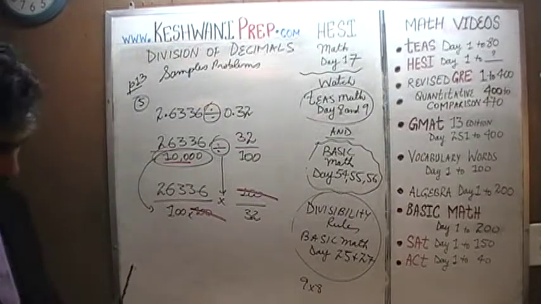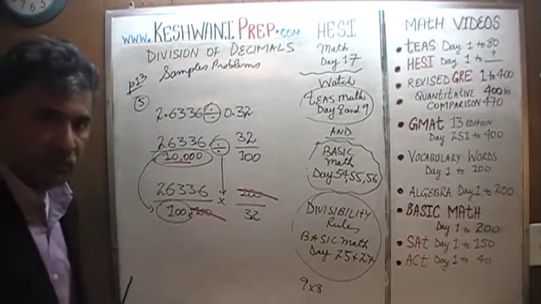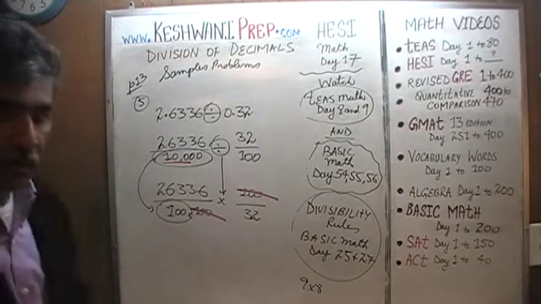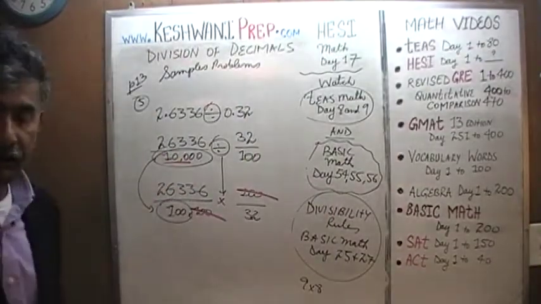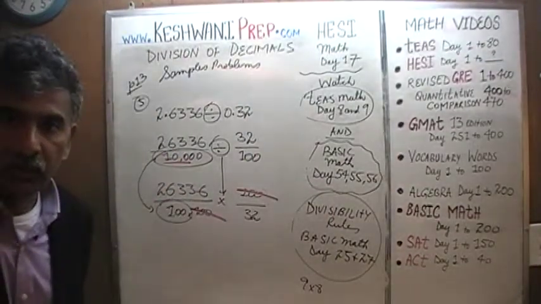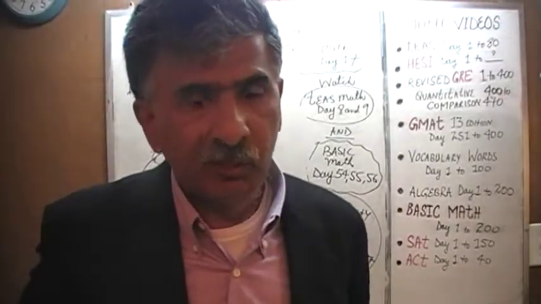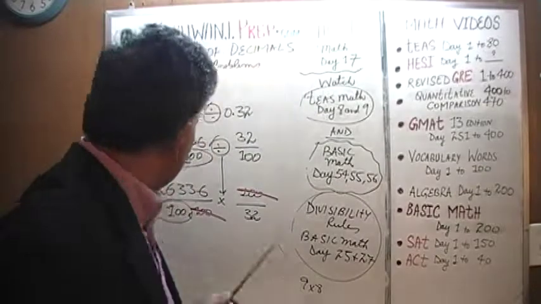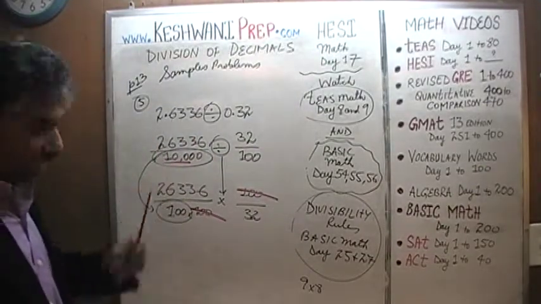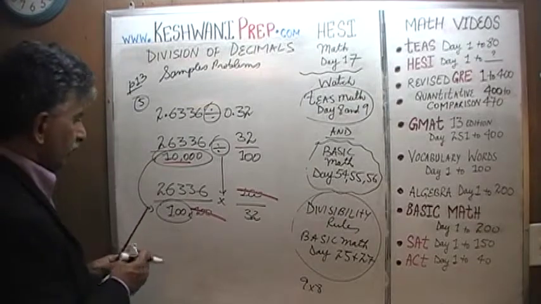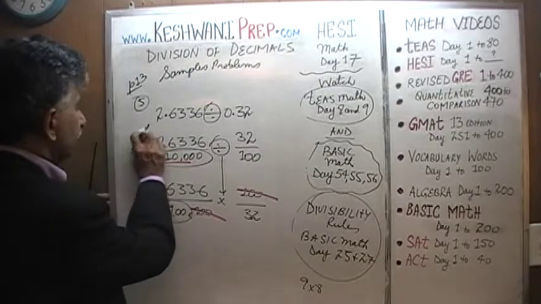We are almost done. We're going to leave this 100 alone. We're not going to mess with that 100. We're going to leave that alone until the very end, because it doesn't matter what we end up on the top. We can divide any number by 100 or 10. We can divide any number by any multiple of 10. It's just a matter of moving the decimal places. So let's figure out what 26,336 divided by 32 is. Let's start from the top.